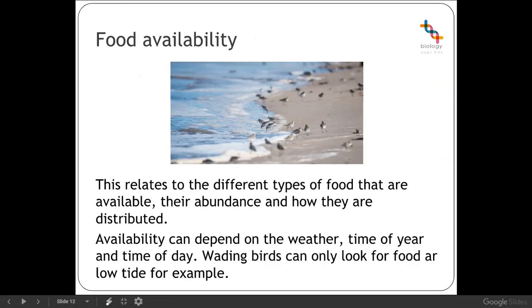Now, that brings us to food availability, and that generally relates to the different types of food that are available and how abundant they are, so how much of those types of foods there are and how they're distributed. And that food availability can depend on the weather, the time of year and the time of day. So, for example, if like in this picture, these wading birds are looking for food, they can only do that at low tide. So their food sources are only available at certain times of day, and that can influence the biodiversity of that particular area, as it will limit the number of species that are able to survive in that area, and it will change the number of species that are able to prey on those and interact with those species.